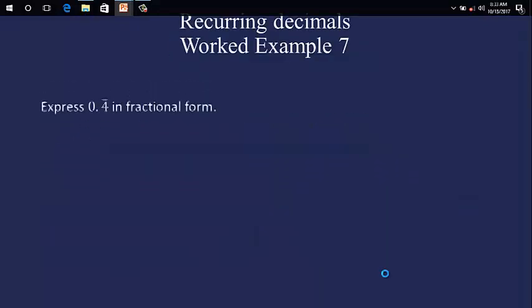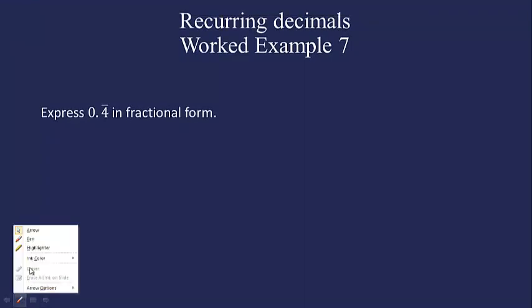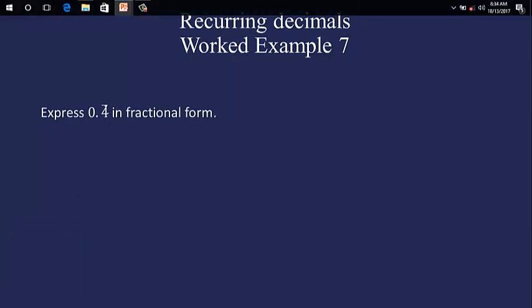Now let's take some worked examples. We want to express 0.4 recurring in fractional form. Note that you can either use the dot or the bar to indicate that it is recurring. So the bar and the dot shouldn't confuse you. They are all the same thing. So if you want to express 0.4 recurring in fractional form, this is how we go about it. It is a bit different from the terminating decimals. So let's see how we go about it.